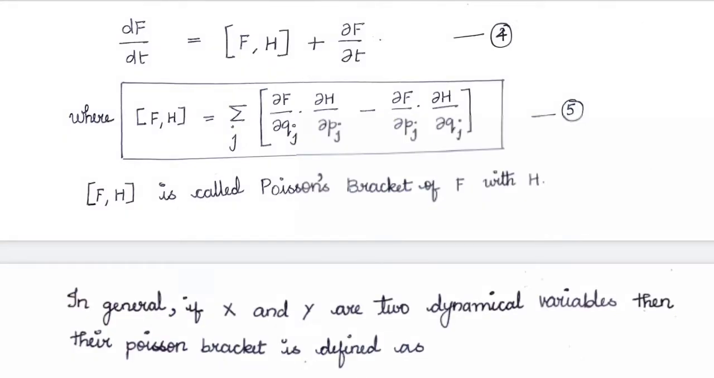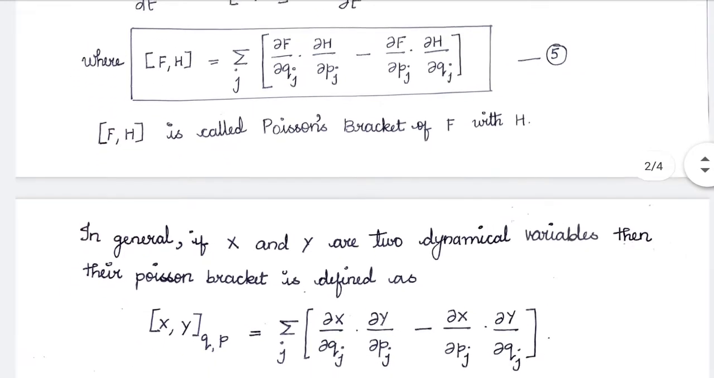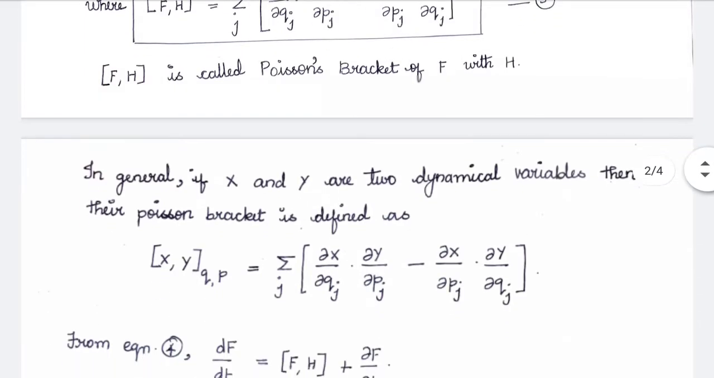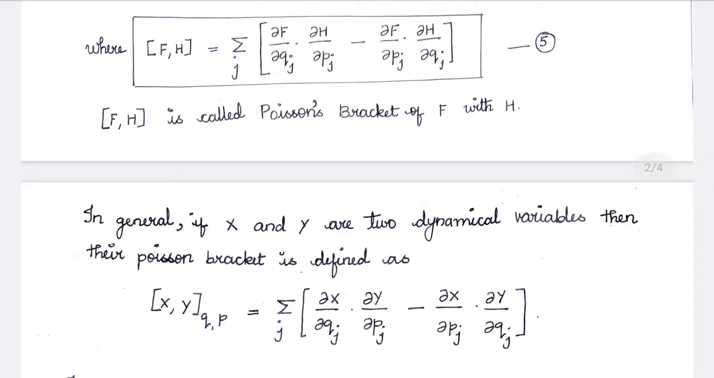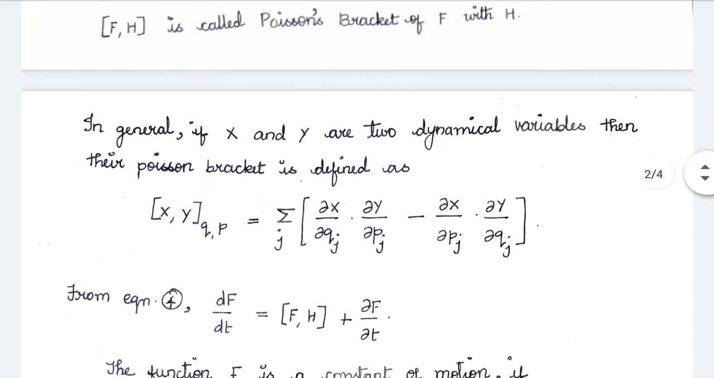So in place of f and h, if we replace it by some other two dynamical variables x and y, then we can define the Poisson's bracket of x and y as summed over j dou x by dou qj into dou y by dou pj minus dou x by dou pj into dou y by dou qj. So this is the simple definition for a Poisson's bracket. So this is written in terms of x and y. We can use any other two dynamical variables to produce a Poisson's bracket of two dynamical variables.